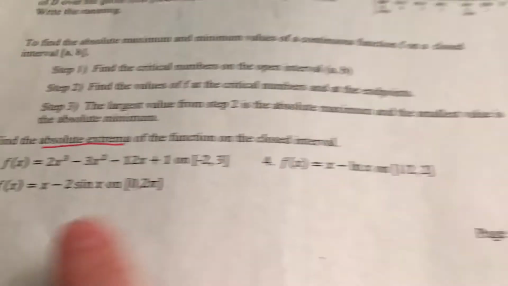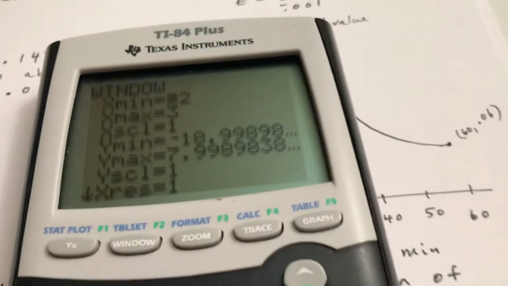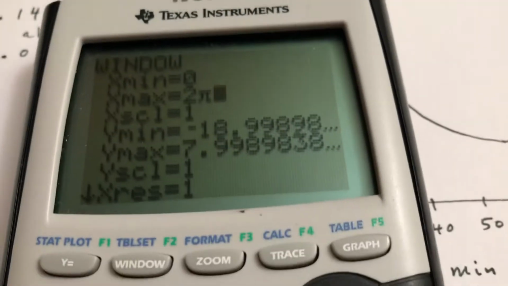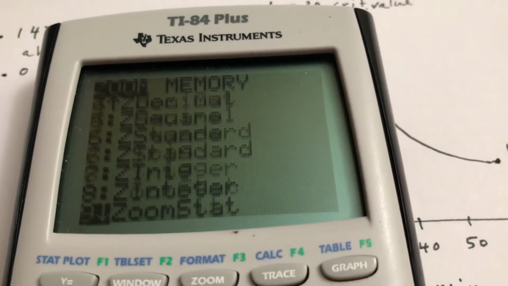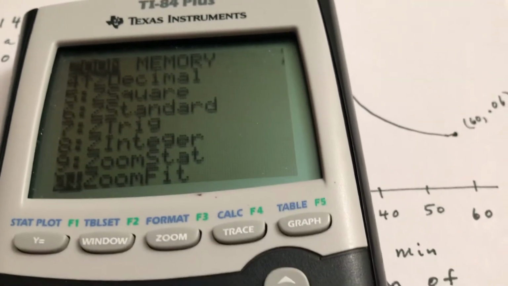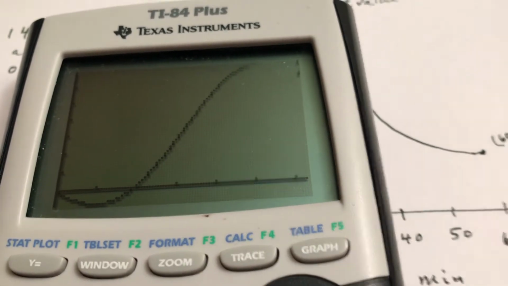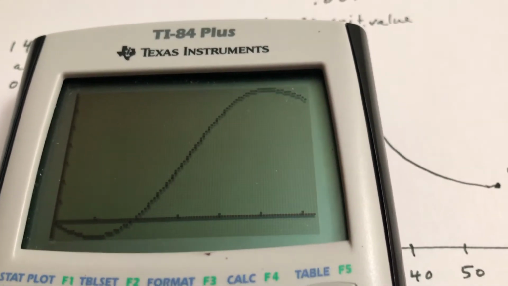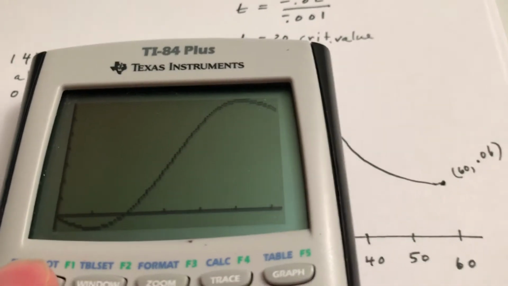It was 0 to 2 pi. So the one prior, and you could do it with this one as well. If I put 0 to 2 pi, so 0, enter, 2 pi, enter. Sorry, I'm scattered. And do zoom fit. That's our new handy dandy window. This one is your sine function, and we ended up with that as a minimum and that as a maximum. So just to show you, you could do any of these problems on your calculator.